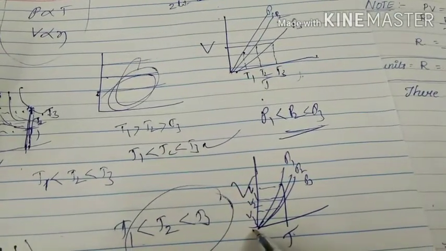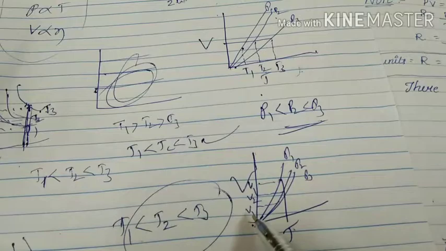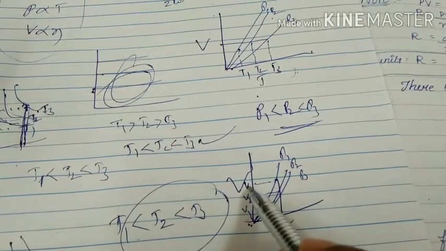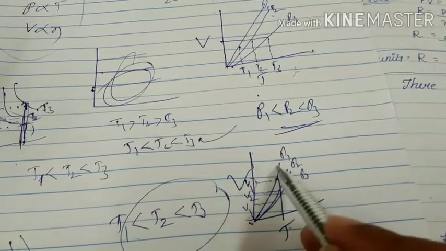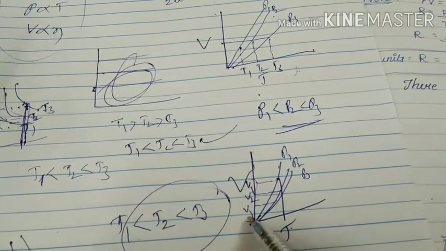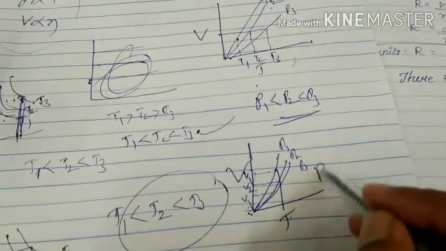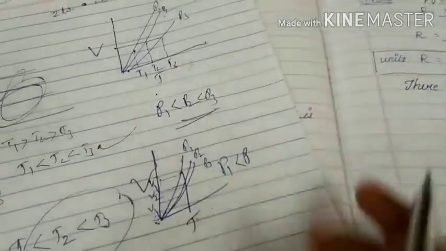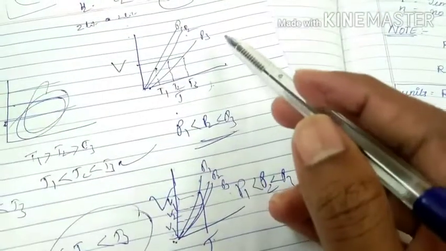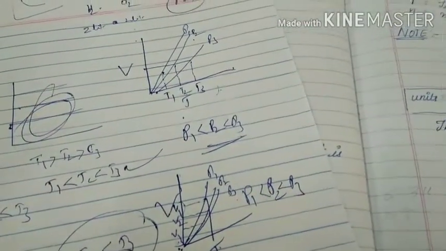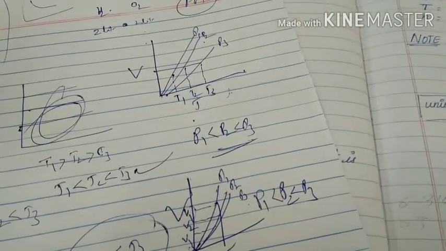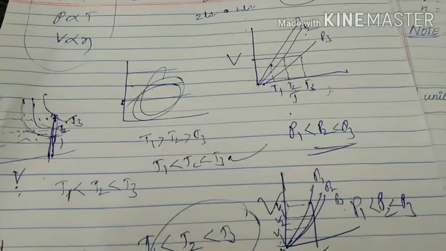From here to here, volume increases. So among V3, V2, V1, which one will be more? V1 will be more, so automatically P1 will be less. Among all these volumes, which one will be less? V3 will be less, so automatically P3 will be more. Then here also you get this type of relation. So this type of graph can be explained by keeping one thing constant, and then automatically you will get a relation.